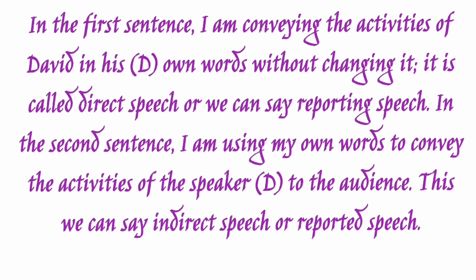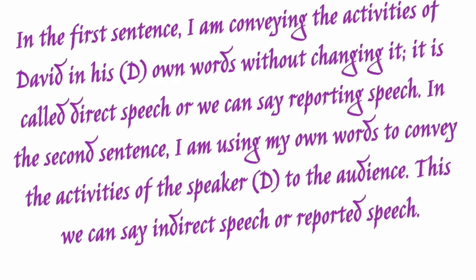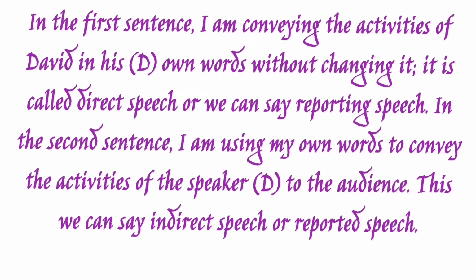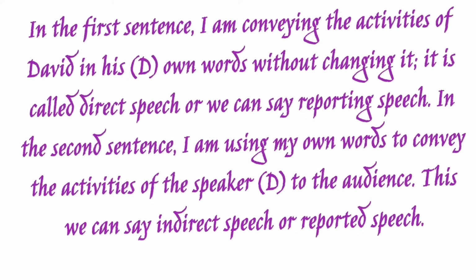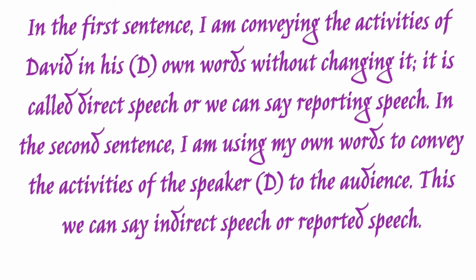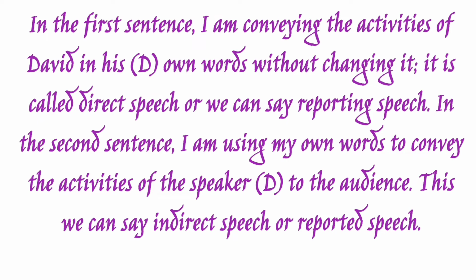In the first sentence, I am conveying the activities of David and his own words without changing them. It is called direct speech, or we can say reporting speech. In the second sentence, I am using my own words to convey the activities of the speaker to the audience. This we can say is indirect speech or reported speech.